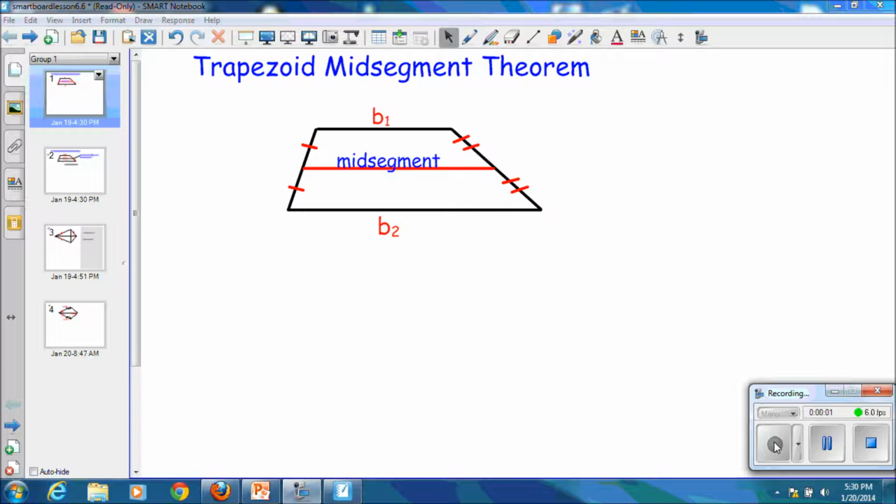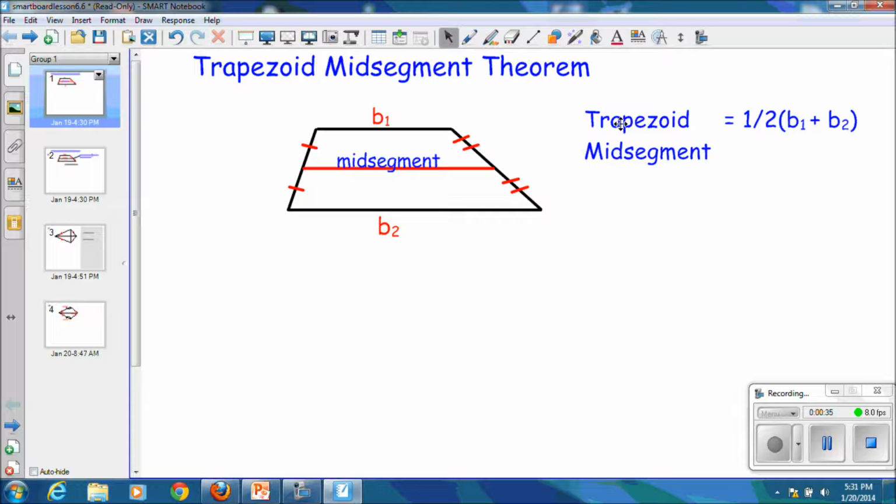Now we are going to take what we have learned and apply it. But before we begin, we need to learn one more thing, and that is the trapezoid midsegment theorem. The midsegment of a trapezoid is specifically if you were to take the midpoint of a leg, and we know it's the midpoint because we see these congruent marks right here, and connect it to the midpoint of the other leg. And again, we know that it's the midpoint because we see these congruent marks here, that this is the midsegment of the trapezoid. And the formula that we're going to use is that the trapezoid midsegment is always 1/2 of the base 1 plus the base 2.